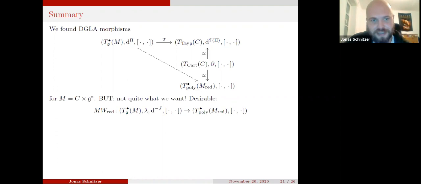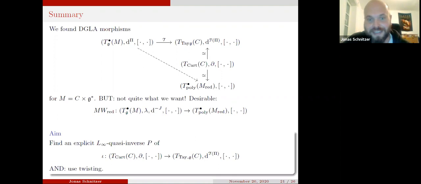We remember we wanted to have this reducing L infinity morphism, which takes into account not the KKS structure, but just the moment map, okay? So the next aim is basically saying that I want to express the L infinity quasi inverse of this inclusion of the Cartan model into the Taylor expanded polyvector fields. I know now this is a quasi isomorphism. I invert it and then I use twisting.